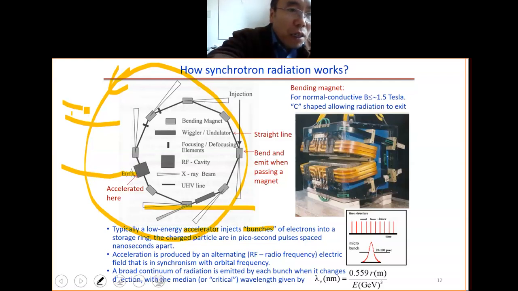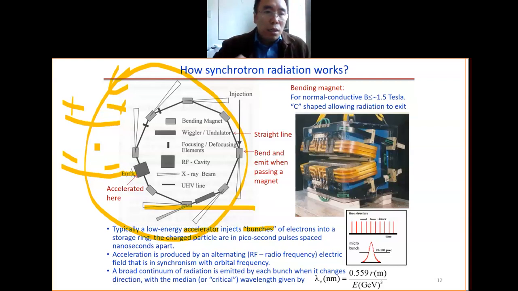If this one has a positive charge and this one has a negative charge, when the electron comes inside, this one should be negative charge and this one is positive charge, because the electron is negatively charged. So when the electron comes in, it will be accelerated. This way you can have energy.